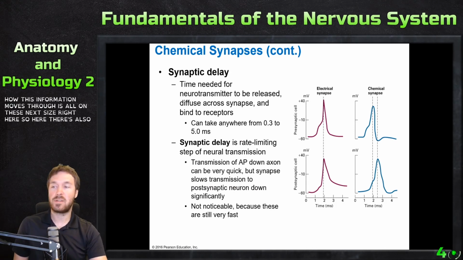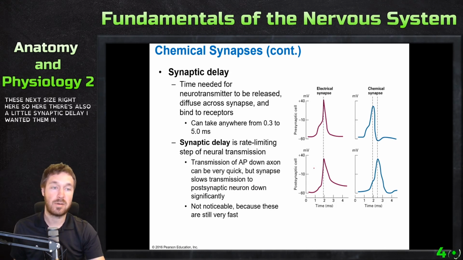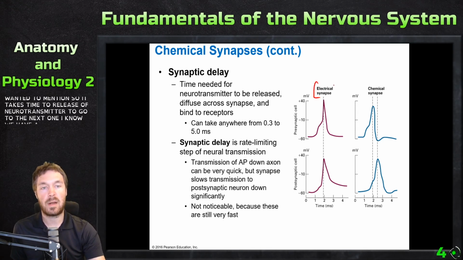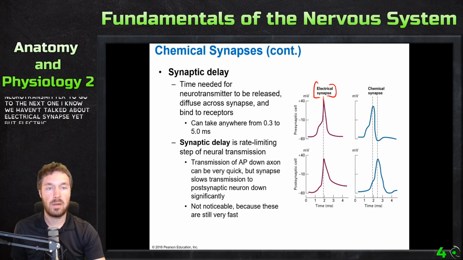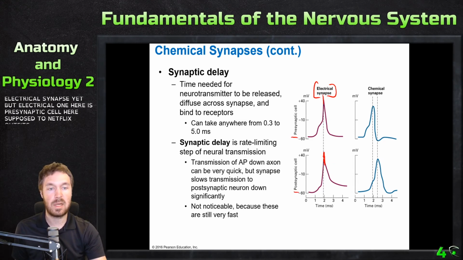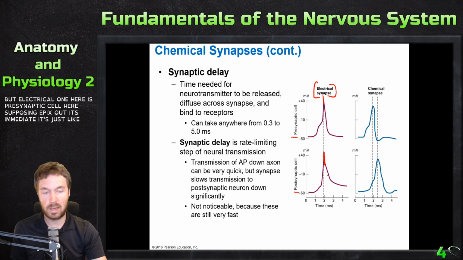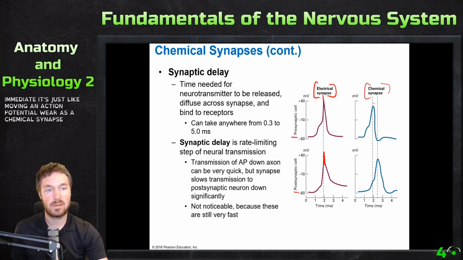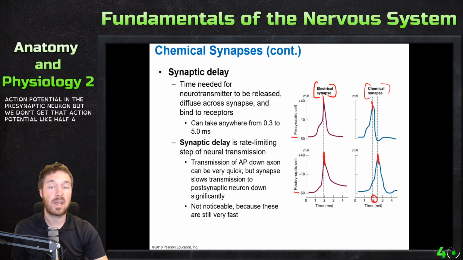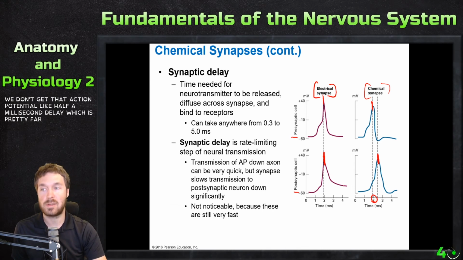So there's also a little synaptic delay I wanted to mention. It takes time to release that neurotransmitter and go to the next one. I know we haven't talked about an electrical synapse yet, but with an electrical one, here's the presynaptic cell, here's the postsynaptic cell. It's immediate. It's just like moving an action potential. Whereas chemical synapses are slower. So there's the action potential in the presynaptic neuron, but we don't get that action potential in the next cell for about half a millisecond, which is pretty fast, but it's still a delay.